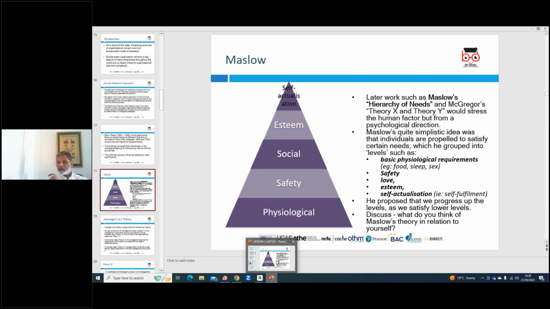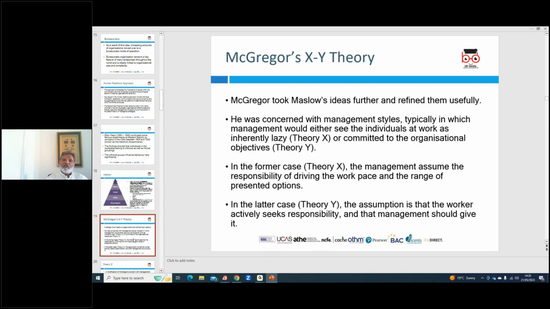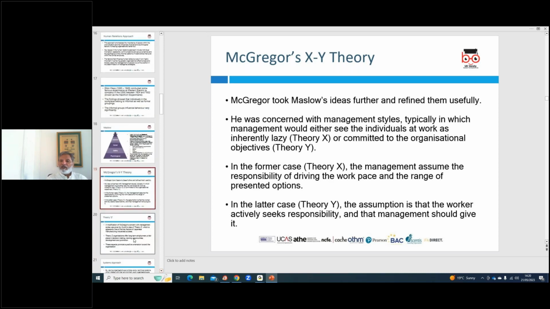Okay, so what I'd like you to discuss is, what do you think of Maslow's theory in relation to yourself? Okay, let's move on to McGregor's theory. Now, McGregor's theory is very important. It further refines the other earlier theories, and his theory is basically divided into two theories, Theory X and Theory Y.